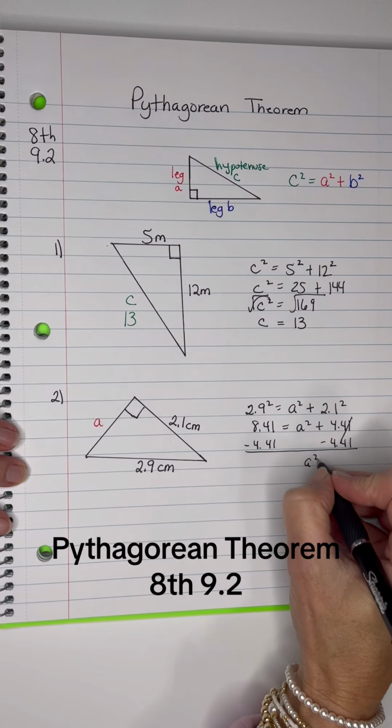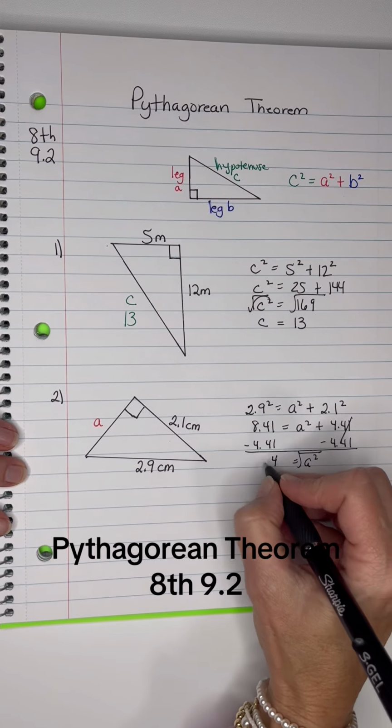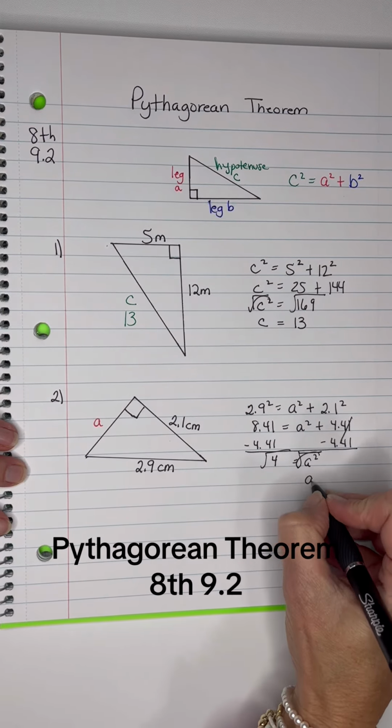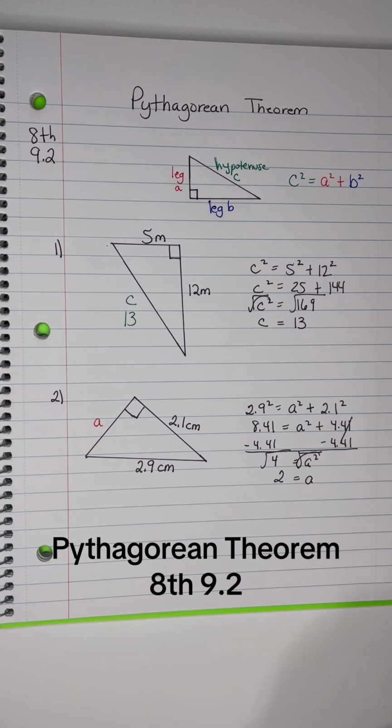So I'm left with a squared equals 4. And then take the square root of both sides. And a will equal the square root of 4, which would be positive or negative 2, but we're only using the positive 2 because you can't have a negative length.